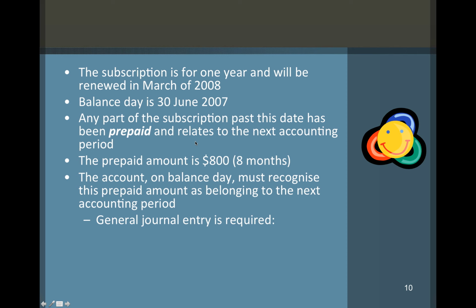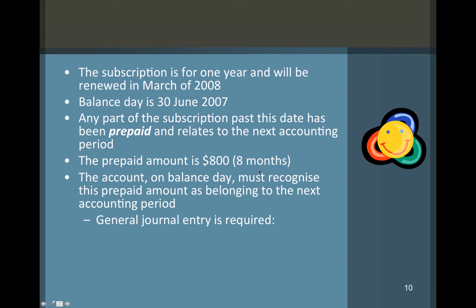Any part of that subscription amount of $1,200 that has not been consumed at that point in time, at the end of the accounting period, is deemed to be prepaid. So it relates to the next accounting period. It's an expense that will help us generate a revenue for the next accounting period, so that expense needs to be matched to revenue in that accounting period. But it's sitting in the subscription account in this accounting period.